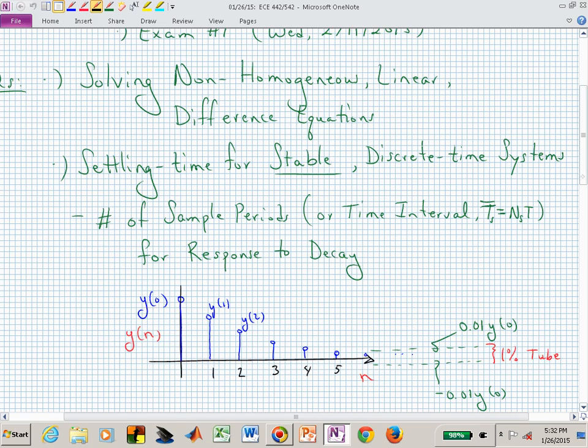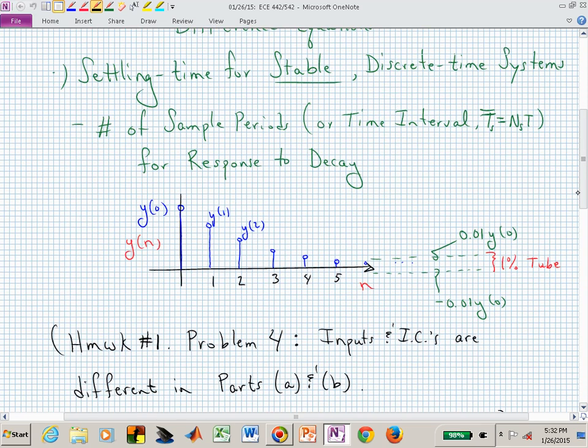The next topic should get you the information that you need to work problem number 4 on homework number 1. We'll talk about settling time for stable discrete time systems, and here's a picture of what I mean by that. Settling time could be many different things in a discrete setting. One might be the number of samples it takes. It could also be the actual time interval in seconds that it takes. You need to be clear from the context what's being asked.